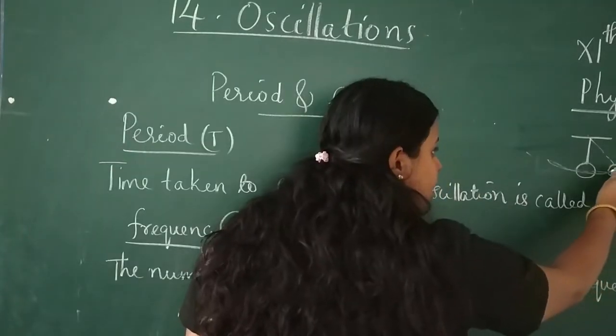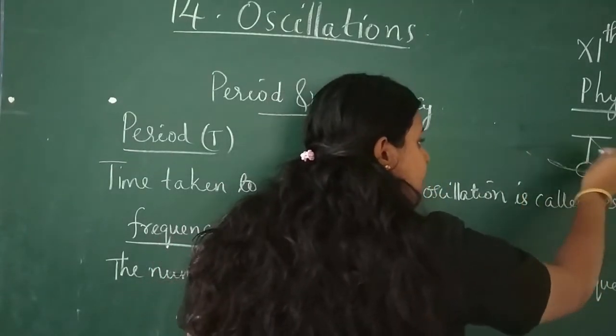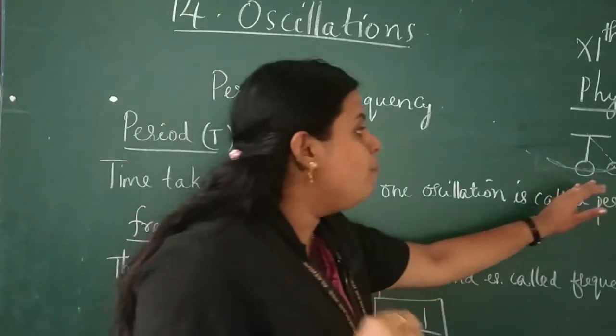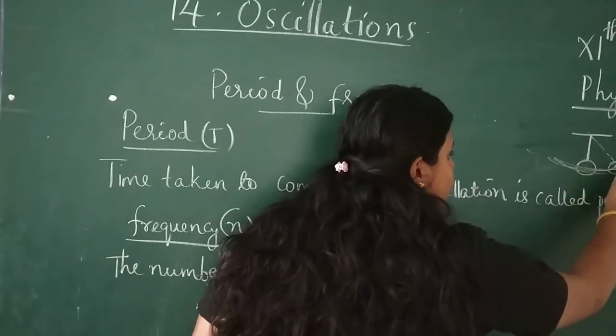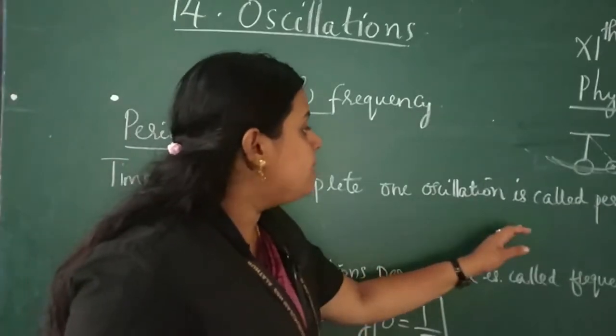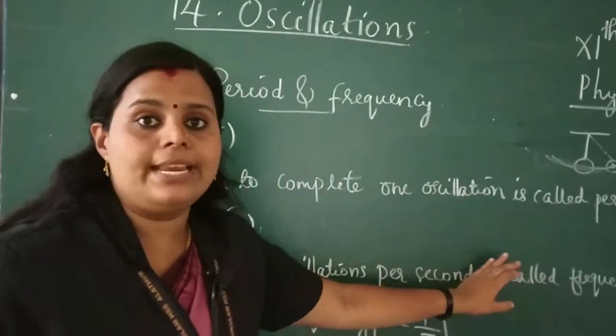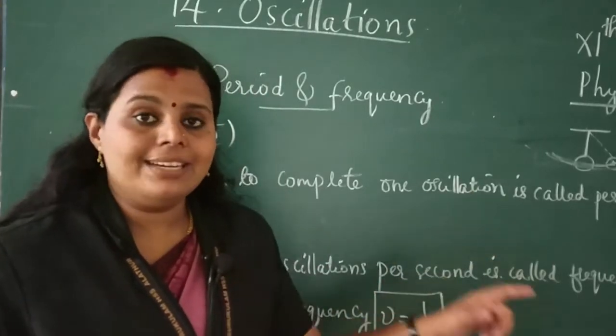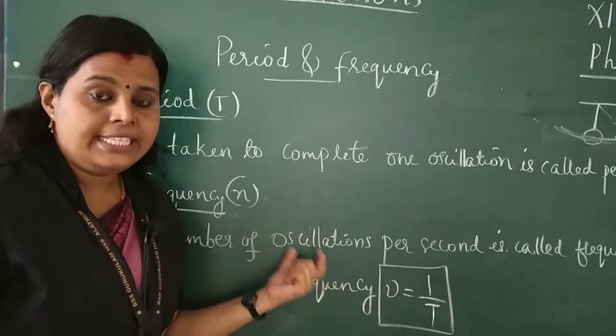So, the time taken to complete one oscillation. ഈ ഒരു പോയിന്റിൽ നിന്ന് സ്റ്റാർട്ട് ചെയ്തു, oscillate ചെയ്ത് തിരിച്ച് അതേ പോയിന്റിൽ തന്നെ എത്തി. This is one oscillation. Clear? So, the time taken to complete one oscillation, that is known as period, and which is represented by capital letter T. Now, the next term is frequency.